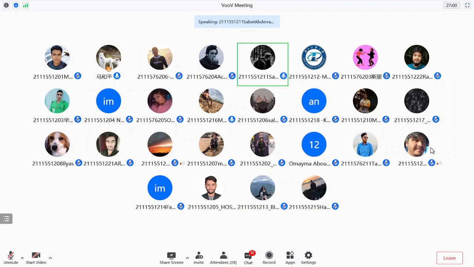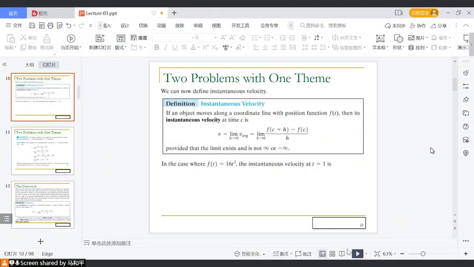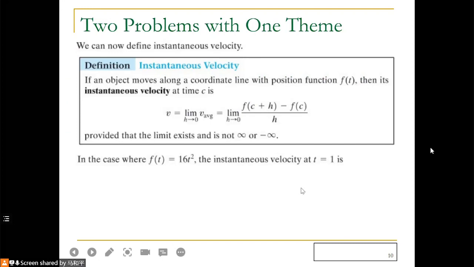We can't see your screen. You can't see? No, we can't see. Okay, wait, I want to see. Here. Can you? I think it's okay. Yes.